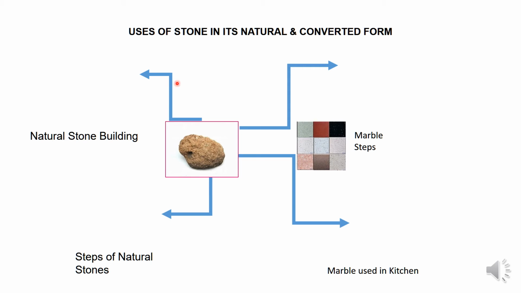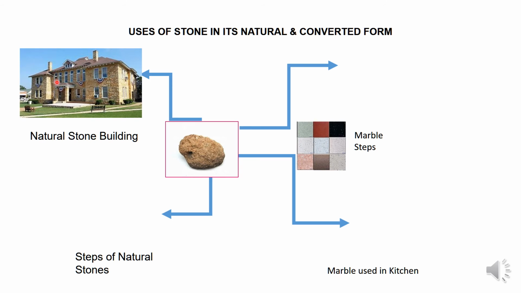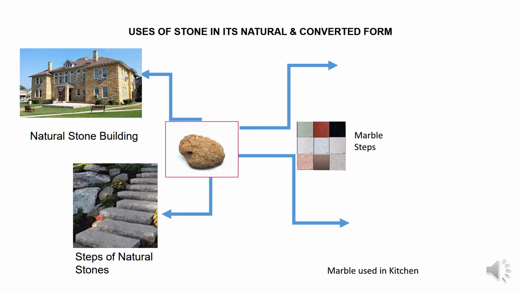Now in this image we can see how this stone is used in its natural form and how this stone is used in its converted form. Here we can see the image of exterior of a building where the natural stone is used. Here we can see the natural stone has been used for steps, and these types of steps are used in exteriors or as landscaping element.